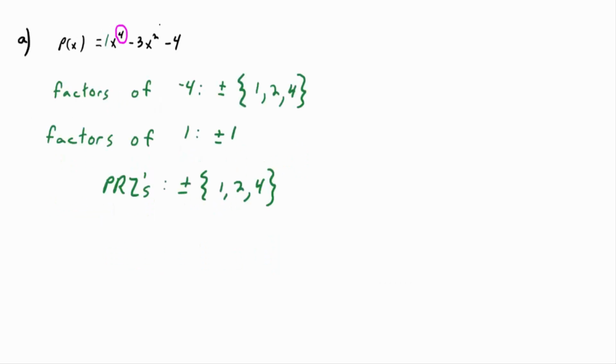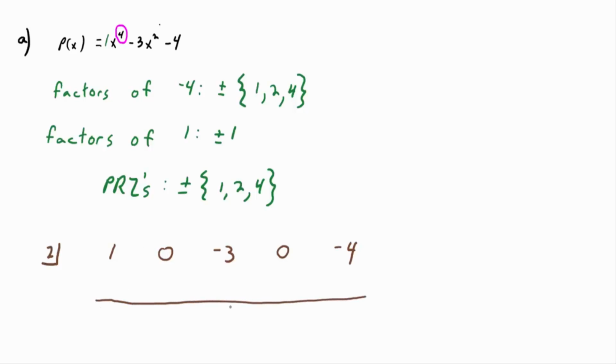So how do we verify? Good old synthetic division. What am I going to put up in the corner? Okay, start with 2. That's fine. And then across the top? 1, 0, -3, 0. Do you guys see where the zeros come from? Yeah, placeholders for the x cubed term and the x term.